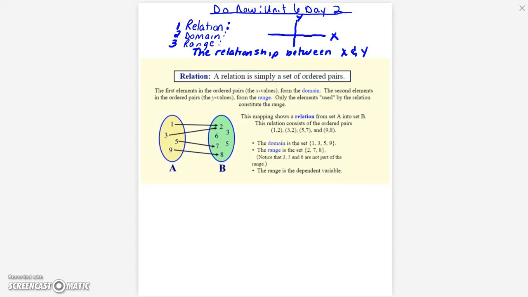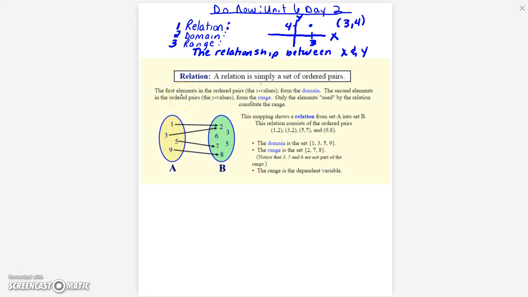So obviously, ordered pairs on a graph, remember, this point here could be written as, let's see, if it was this, the ordered pair would be written as 3, 4. That's a relation. The relation of the entire scatter plot would be all of those ordered pairs together. Okay? And if you read down here farther, where's my little dude? My little thing. There he is.